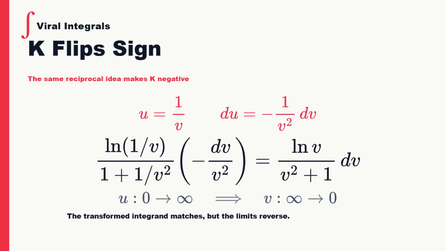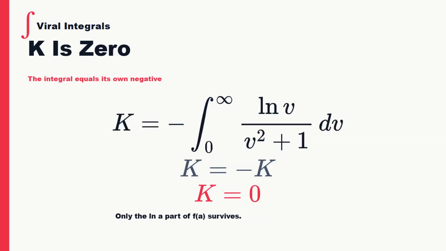And now let's let u equal 1 over v, so du is negative 1 over v squared dv. And plugging that substitution in gives the following. So in other words, K equals negative K. So K has to be equal to 0.